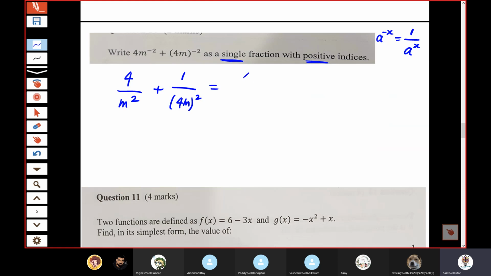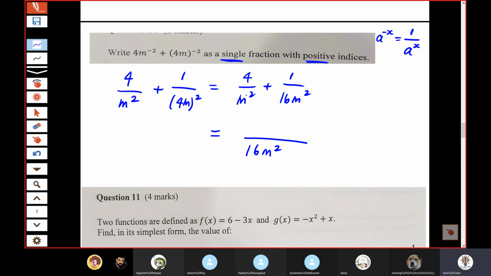Next line, 4 on m squared plus 1 on 16 m squared. And again, can someone tell me what my common denominator is from these two? 16 m squared. That's 16 the one, m squared. 16 m squared. You can't have just m squared because where's your 16? How is that common? It's got to be 16 m squared.